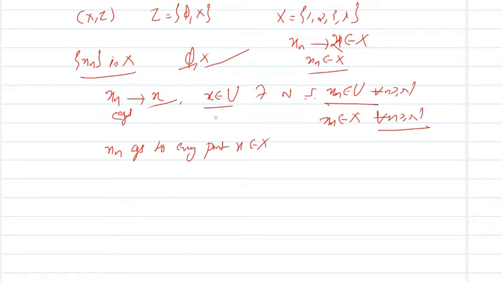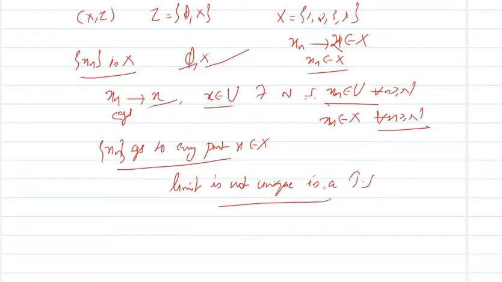Clear? So in an indiscrete topological space, the sequence converges to every point of X. That means the limit is not unique in a topological space, but the limit is unique in a metric space, that we have proved before.